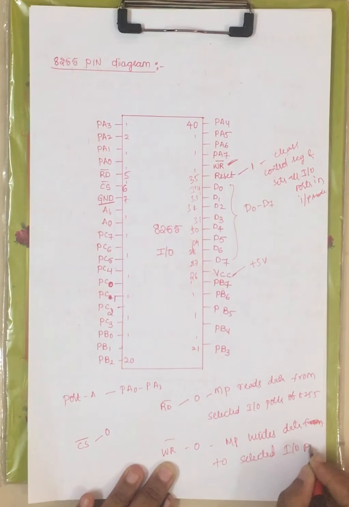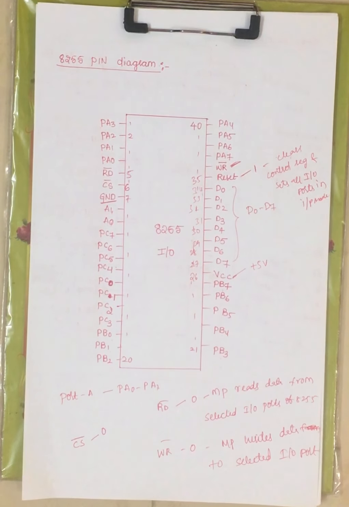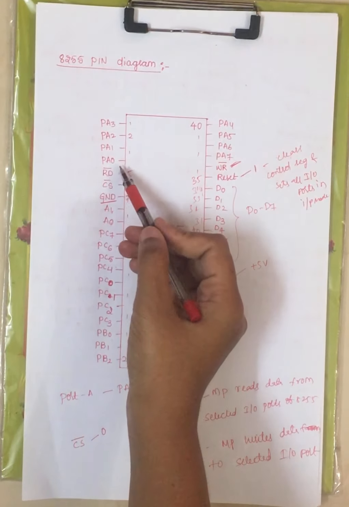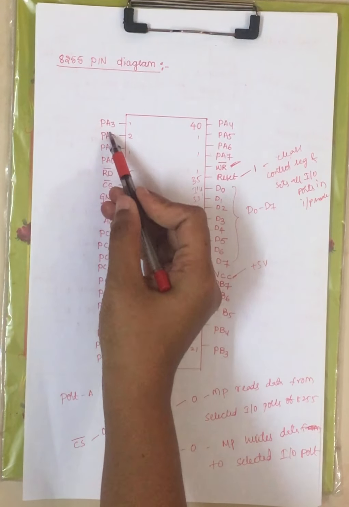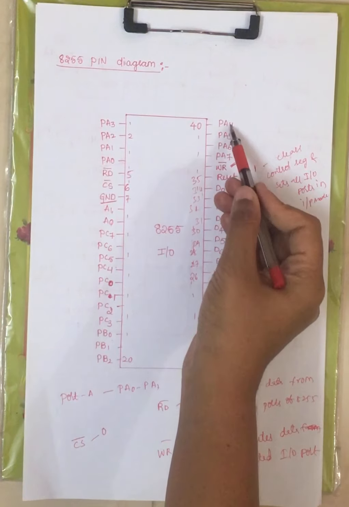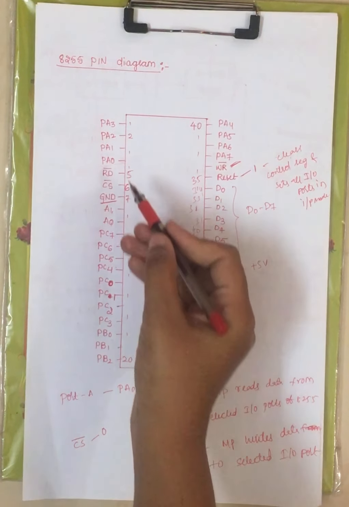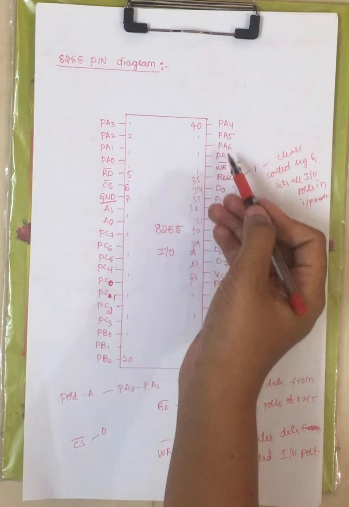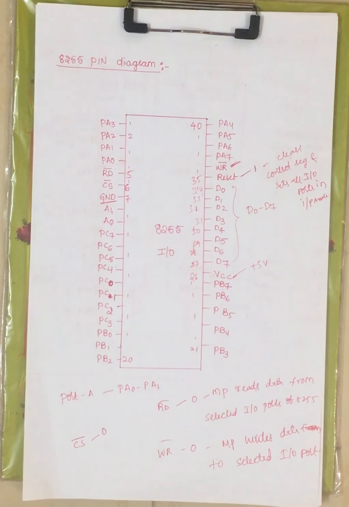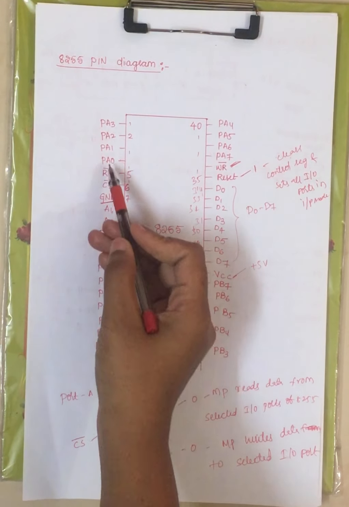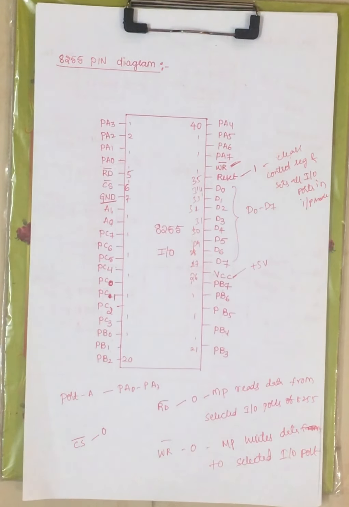Now this is the pin diagram of 8255, right? Let me briefly explain again. Now PA0 to PA3 and PA4 to PA7, these are the IO lines of port A that are used for input output operation, right? Port A is an 8-bit port. It contains 8 IO lines starting from PA0 to PA7. Those are used for IO operation, right?